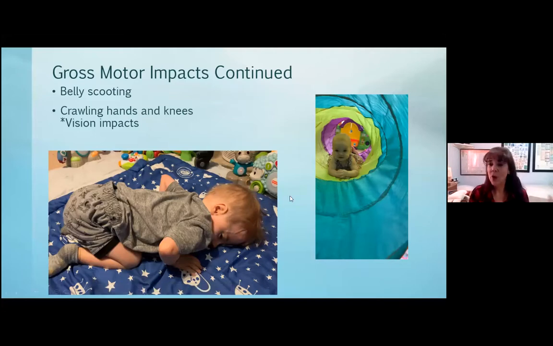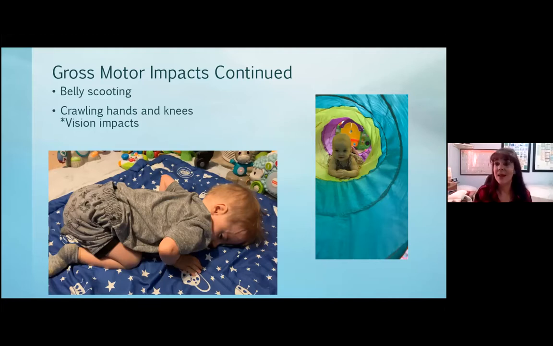So now we're going to move on a little bit up through development. I'm going to take you up through some walking skills, and then we're going to talk about some health impacts. One of the reasons I want to emphasize the importance of belly scooting and crawling is because I think the majority of the world has skipped belly scooting and crawling, and they just want to get to walking. And I think it's critical that kids belly scoot and they crawl if at all possible.